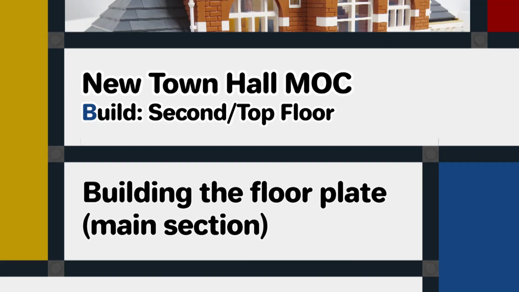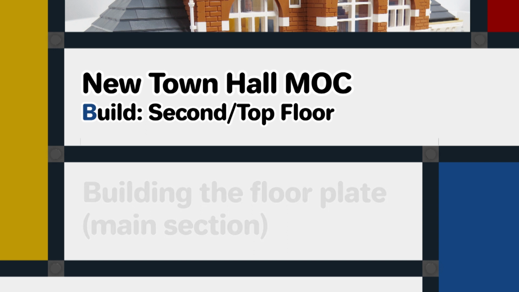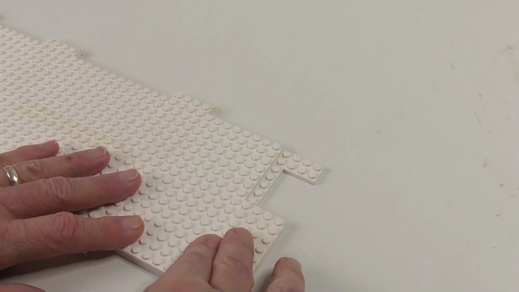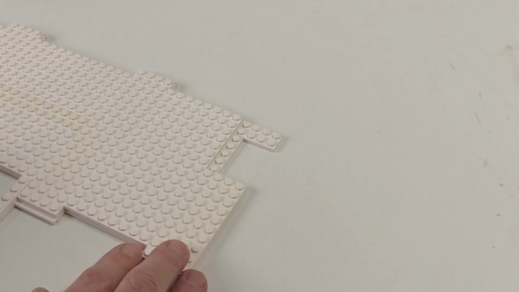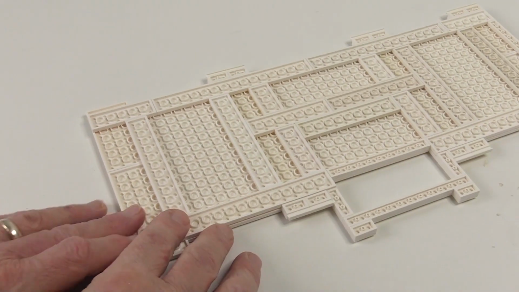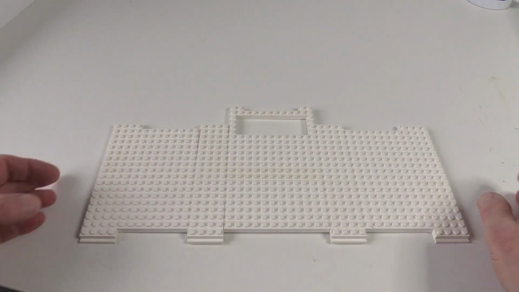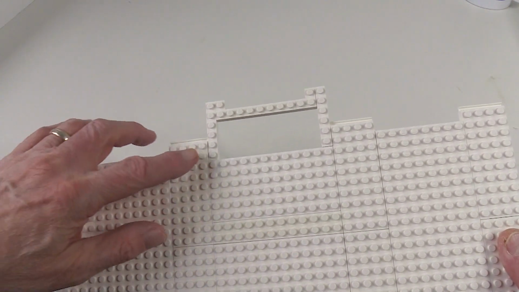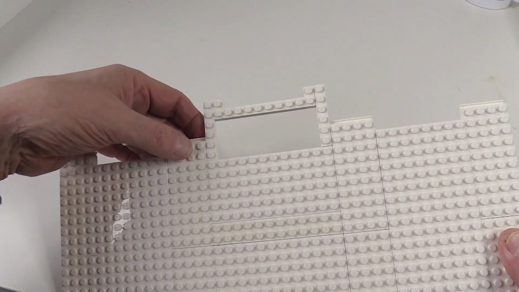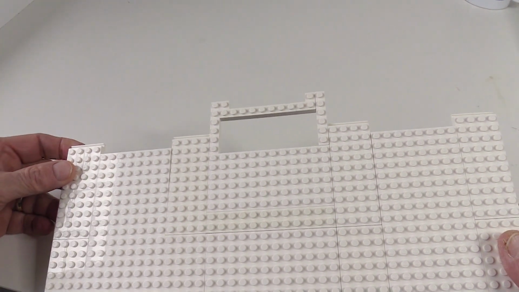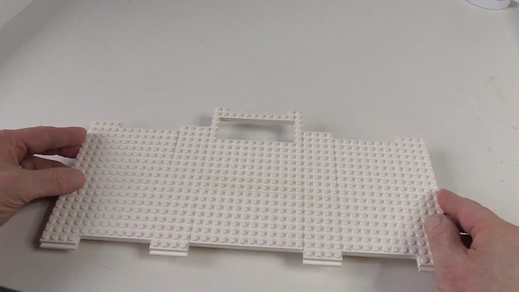We're going to start with the main section again, and this starts the same way as the other levels by making the floor plate. This is made of 2 layers of white plates in various combinations to make the slightly complicated outline of this level of the building. Like the other floors, there's a bit at the back to allow for the stairwell at the back of the building.